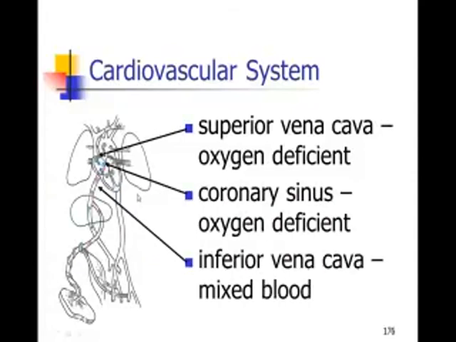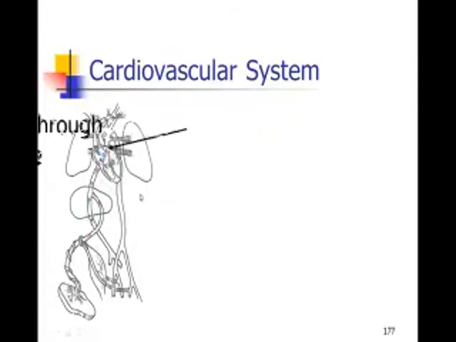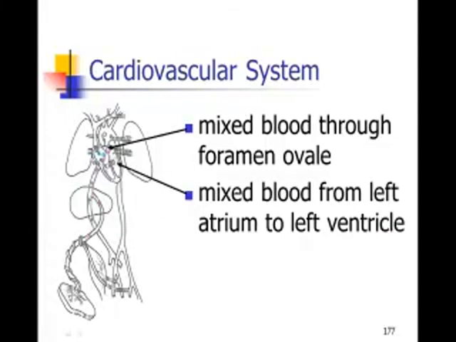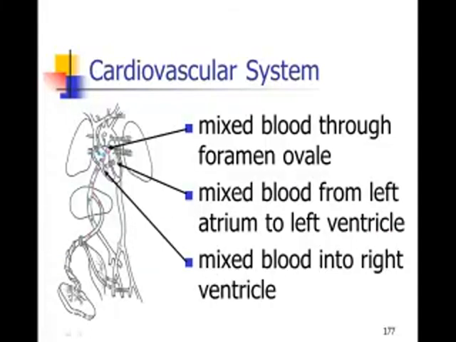Okay. Then we have this mixed blood going from the right atrium. So it doesn't have as much oxygen as it did when it was in the inferior vena cava, but it's still considered mixed. A significant amount goes right through the foramen ovale into the left atrium, down into the left ventricle, and some of that mixed blood does make its way into the right ventricle.